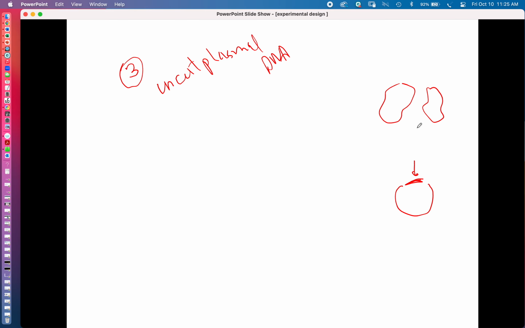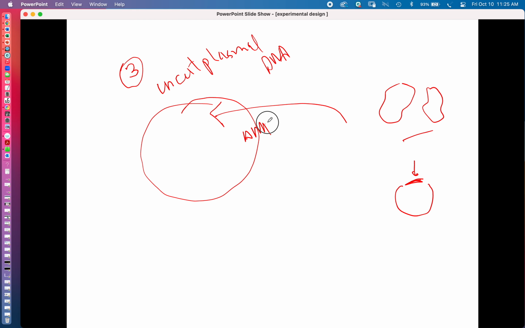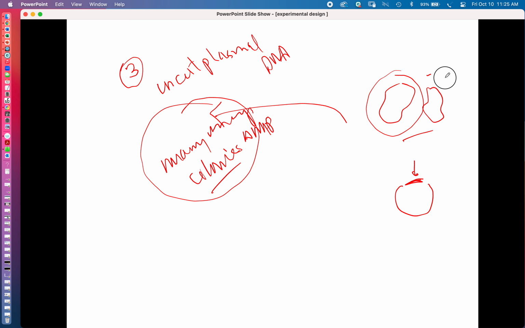Are they good? Is it the right amount? So let's add uncut plasmid, and we'll add it to a plate that has ampicillin, and we should see many, many, many bacterial colonies. So this is a control to show, yep, we got our plasmid, and yep, the ampicillin gene is working fine, and yep, we're using a lot of it, because this is our maximum. The uncut will be maximum.